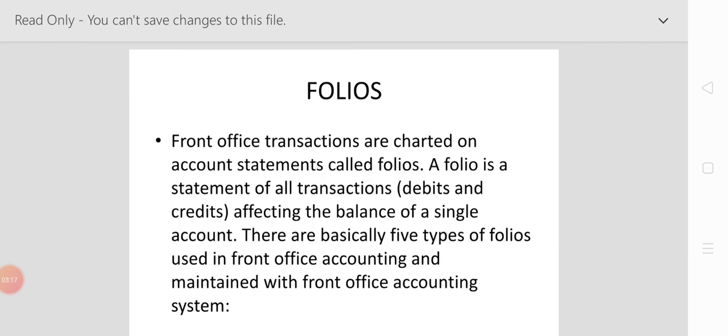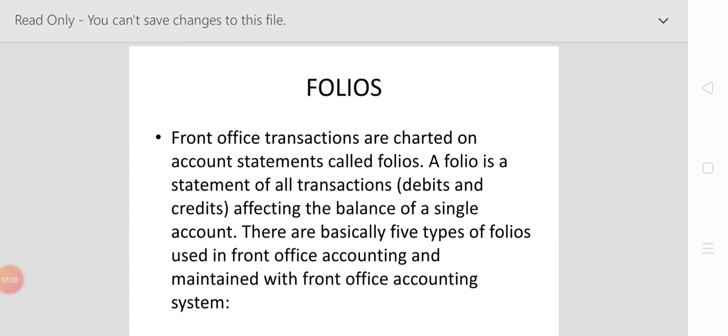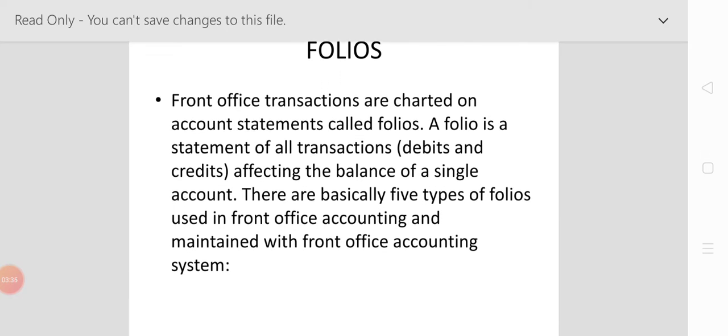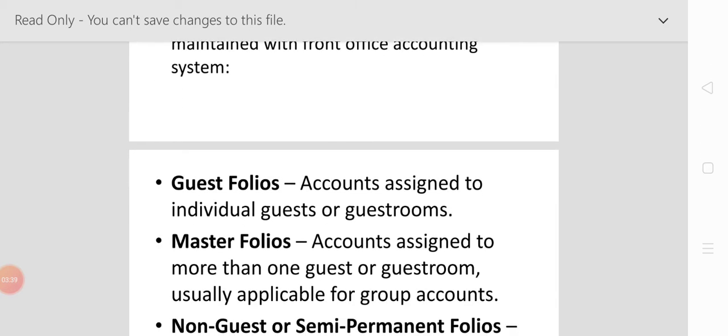Now come to the folio. The front office transactions are charted on the account settlement called folio. A folio is the statement of all transactions, debits and credits, affecting the balance of a single account. There are basically five types of folios used in the front office accounting system. First is the guest folio.